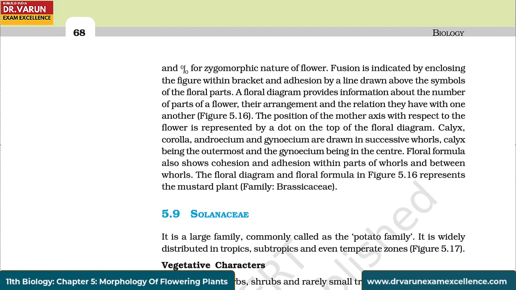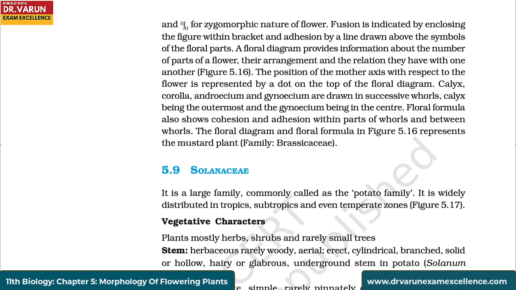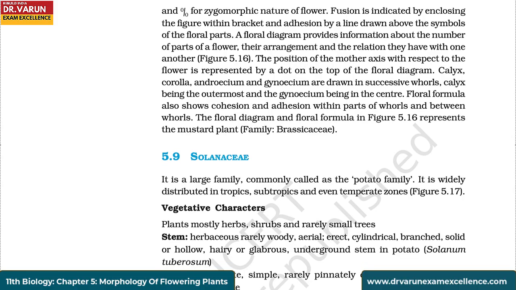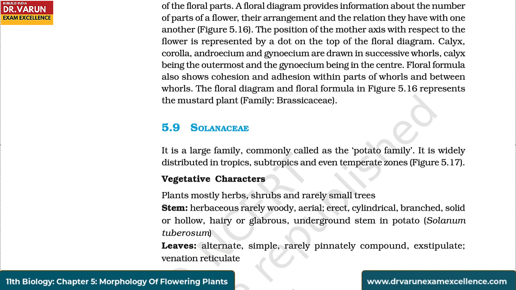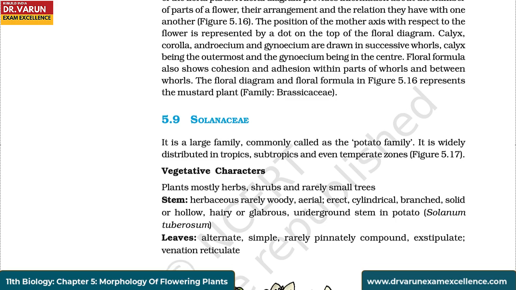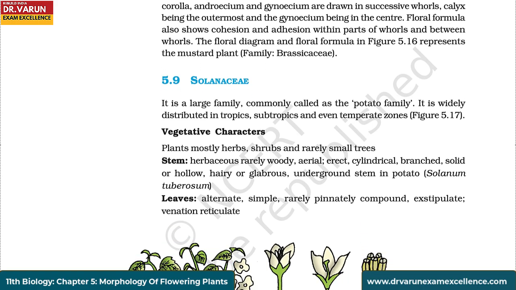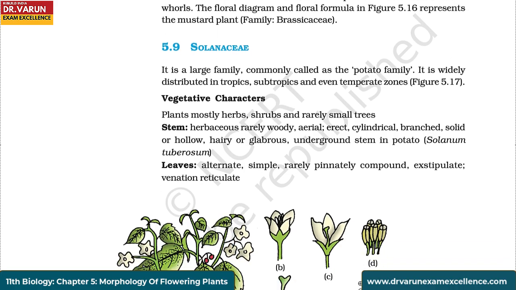floral parts. A floral diagram provides information about the number of parts of a flower, their arrangement, and the relation they have with one another. The position of the mother axis with respect to the flower is represented by a dot on the top of the floral diagram. Calyx, corolla, androecium, and gynoecium are drawn in successive whorls, calyx being the outermost and the gynoecium being in the center. Floral formula also shows cohesion and adhesion within parts of whorls and between whorls. The floral diagram and floral formula in figure 5.16 represents the mustard plant belonging to the family Brassicaceae.